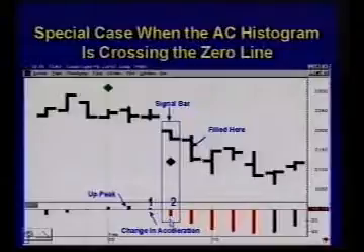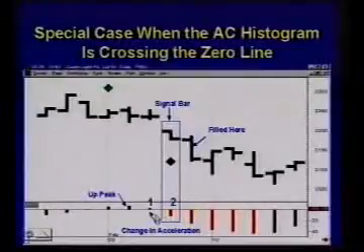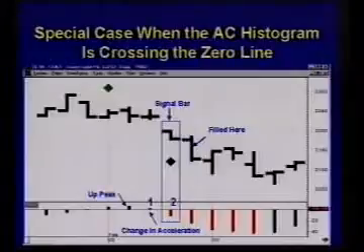But remember, it's only a sell signal because we had one above, second one crosses below. It's not a sell signal strictly because it crossed the zero line. Okay, so now we finished covering the AC sells and we covered the AC buys yesterday.